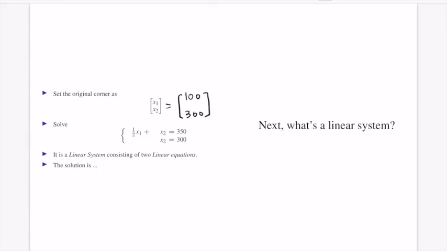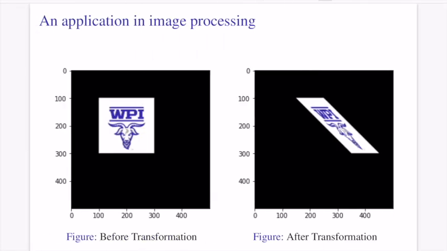If we go back to the original picture, this was the coordinate, and with the inverse transform, it goes to 100, 300. So 100 and 300.